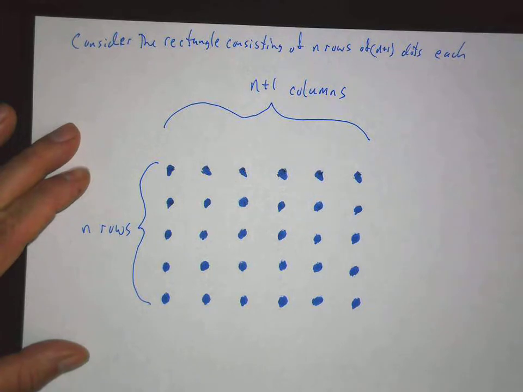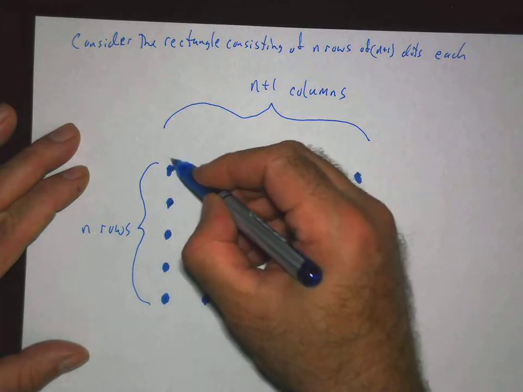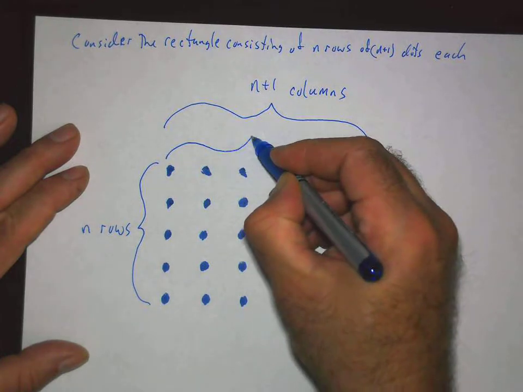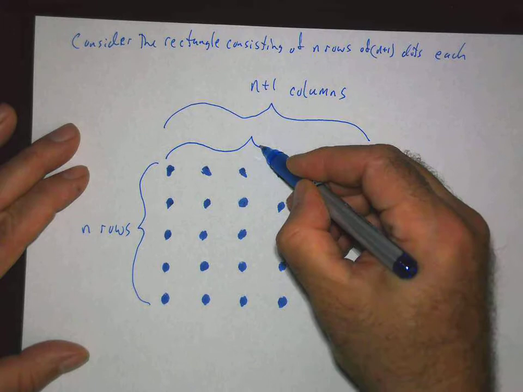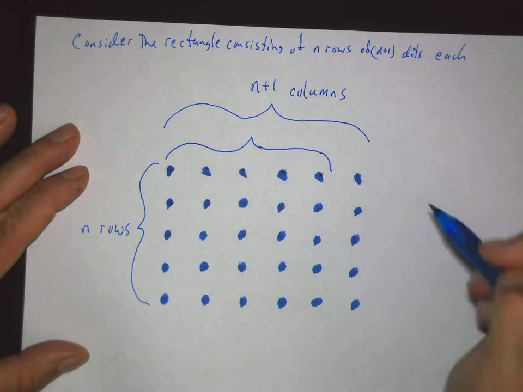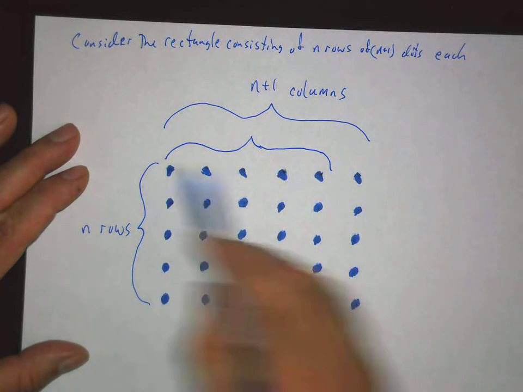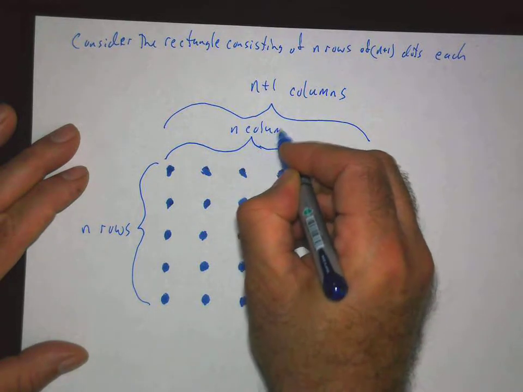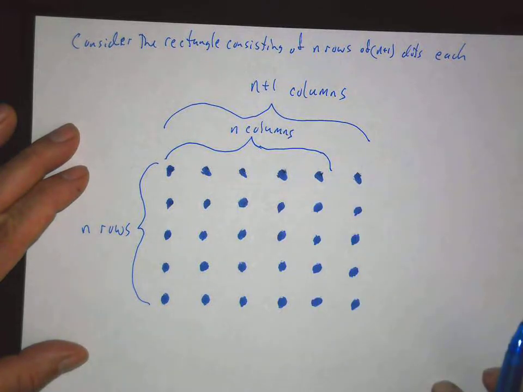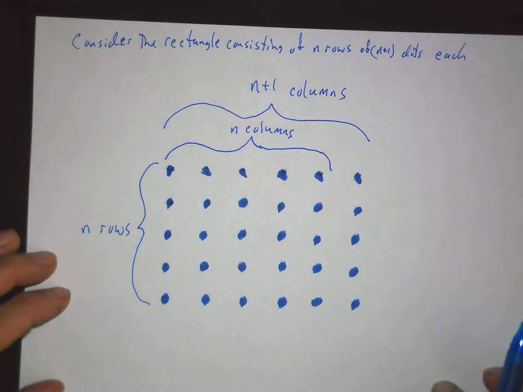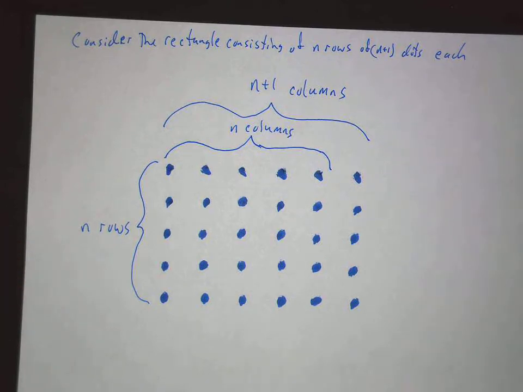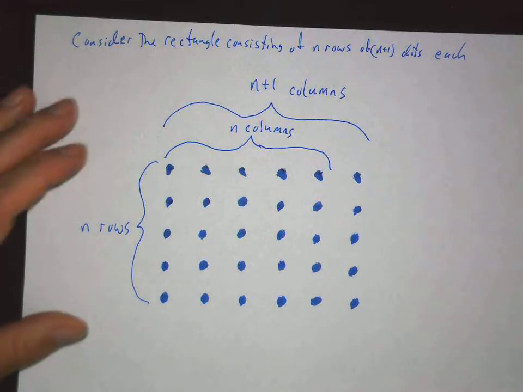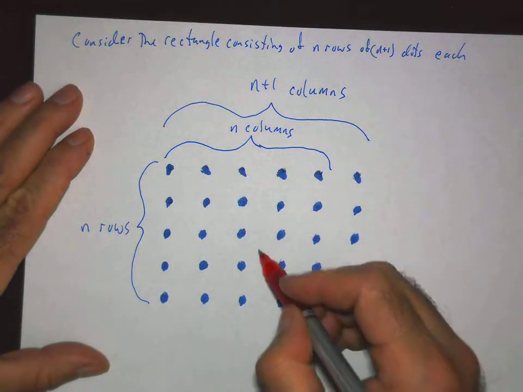And you know what I'm going to do? I'm going to sneak something in right under here and say that this much from here to here, why, that's just n columns. Now, why exactly did I do that? I don't know, but I think it will pay big dividends for me.